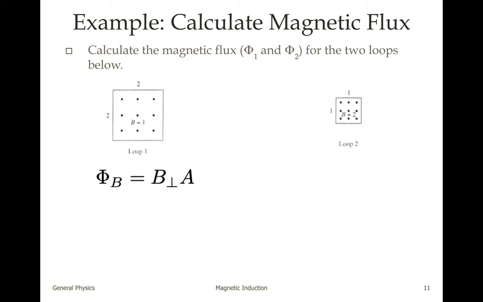Okay, so if we want to calculate the amount of magnetic flux passing through this wire loop, it is the component of the magnetic field perpendicular to the loop times the area of the loop. So in this situation, the area of the loop is already perpendicular to the magnetic field, right? So B perpendicular is just B.